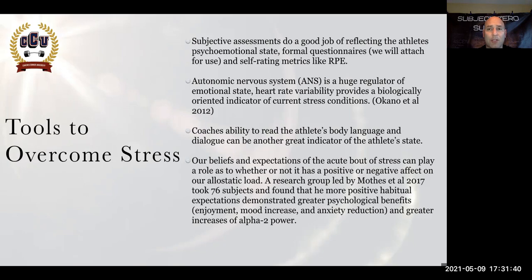The autonomic nervous system is a huge regulator of emotional state. Heart rate variability provides a biologically oriented indicator of current stress conditions. So, understanding your autonomic nervous system, your ability to inoculate yourself to stress. So, if high stressful situations occur, you're able to decompartmentalize and bring that stress down very, very fast.